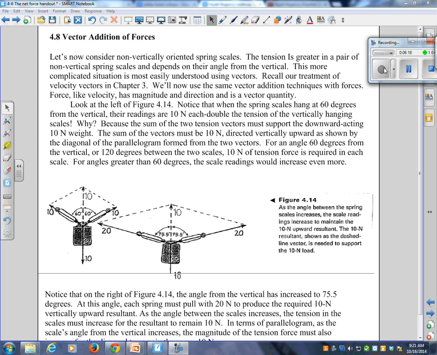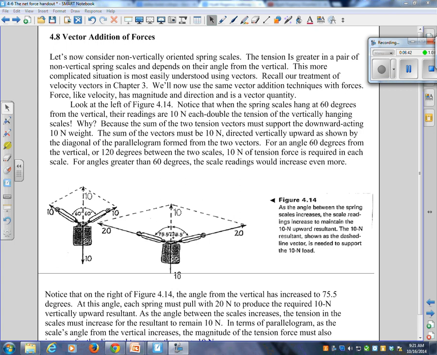Look at the left of figure 4.14 right here. Notice that when the spring scales hang at 60 degrees from the vertical, their readings are 10 newtons each, double the tension of the vertically hanging scales. Why? Because the sum of the two tension vectors must support the downward acting 10 newton weight. The sum of the vectors must be 10 newtons, directed vertically upward, as shown by the diagonal of the parallelogram formed from the vectors. And they're kind of talking mumbo jumbo, right?